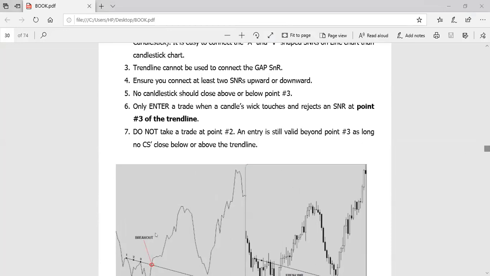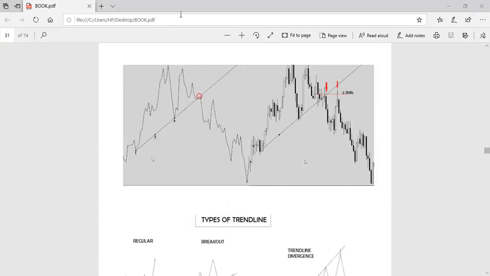So that's it. We'll go to the next one. We'll go into types of trend line, the patterns now. That's what we are going to look at when we come back in part 2 of this course.